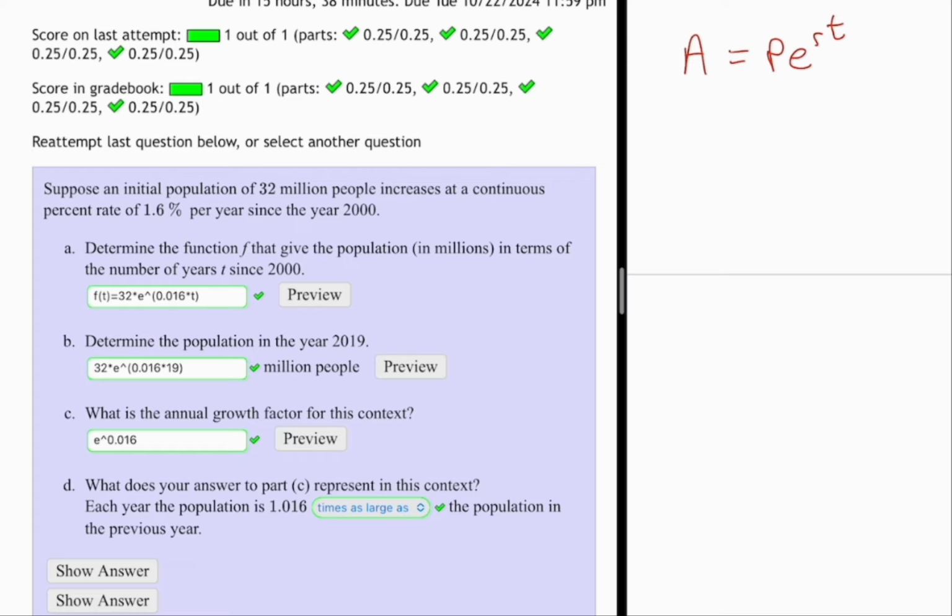So this formula starts in 2000. In 2019, that's 19 years later. So take out your T and replace it with a 19. I let iMath do the work. And then the annual growth factor in this context is just e to that rate. So e to the power of 0.016. And so we know each year the population is 1.016 times as large as the population in the previous year. So that is a little bit about question 14.